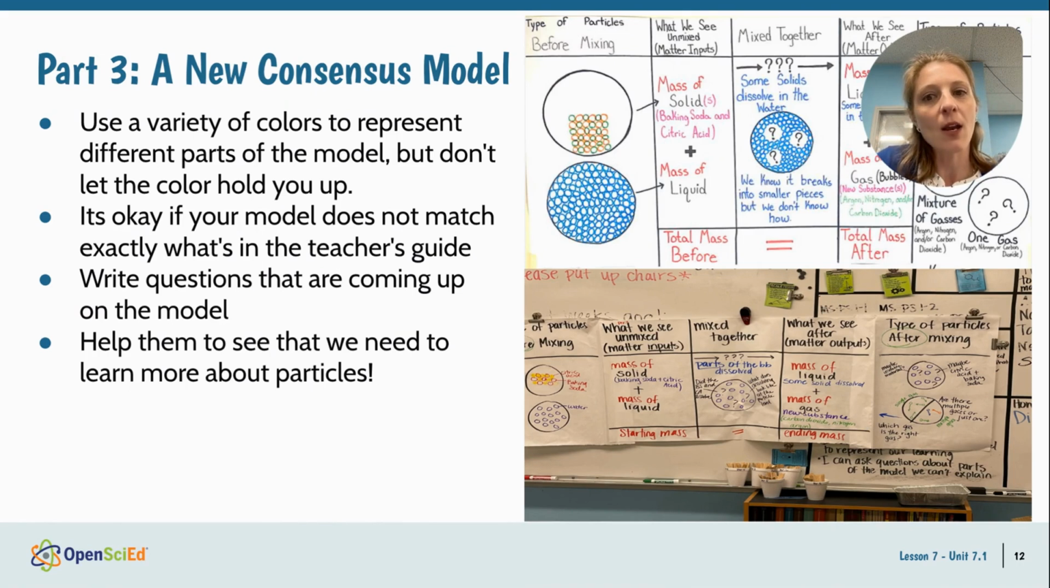I recommend writing questions that are coming up on the model. The more we can document questions, the more easily you can point out that those are the questions that we are still really wondering about. And it's really important, I've found, to help the students see that we really need to learn more about these particles, that this is where the unit is going to go next, because we really don't understand what's happening at that particle level yet.